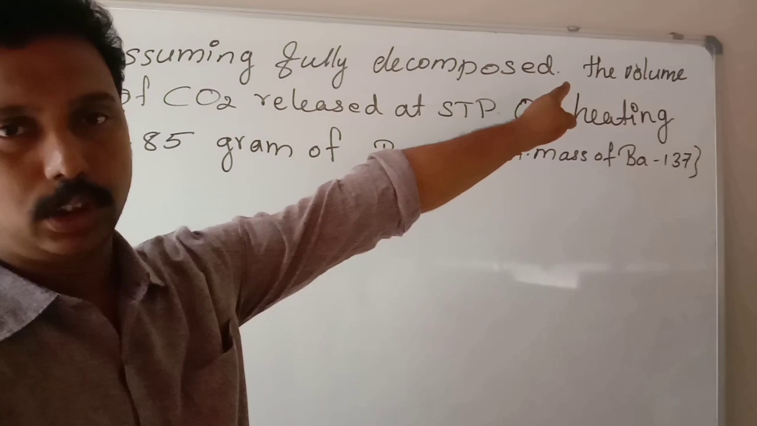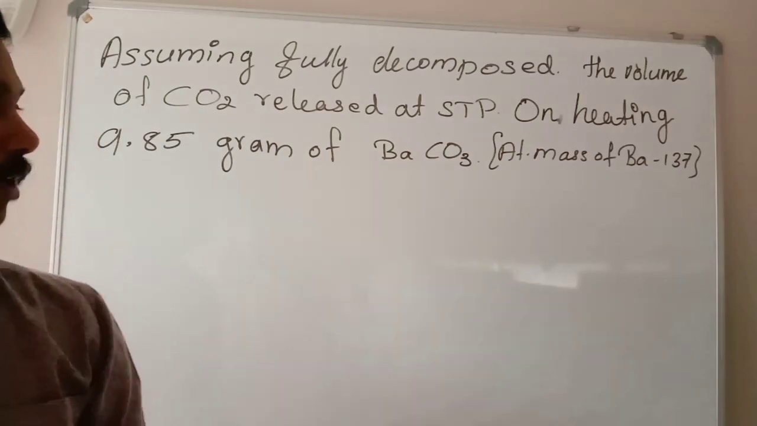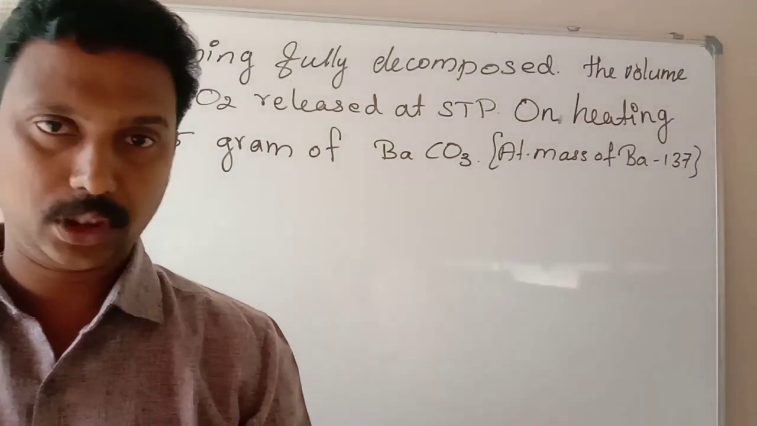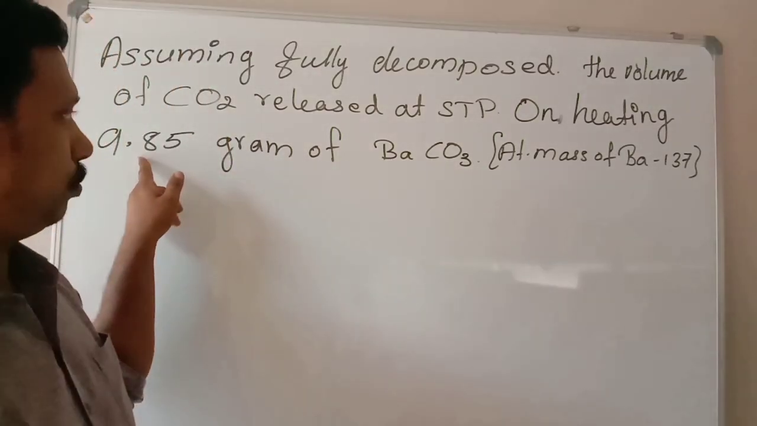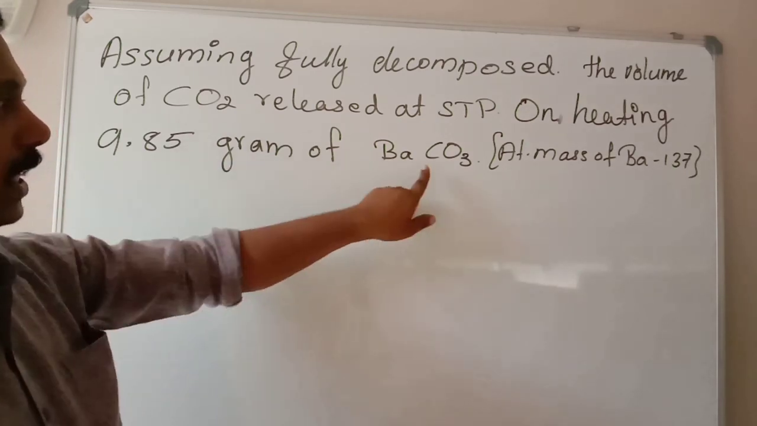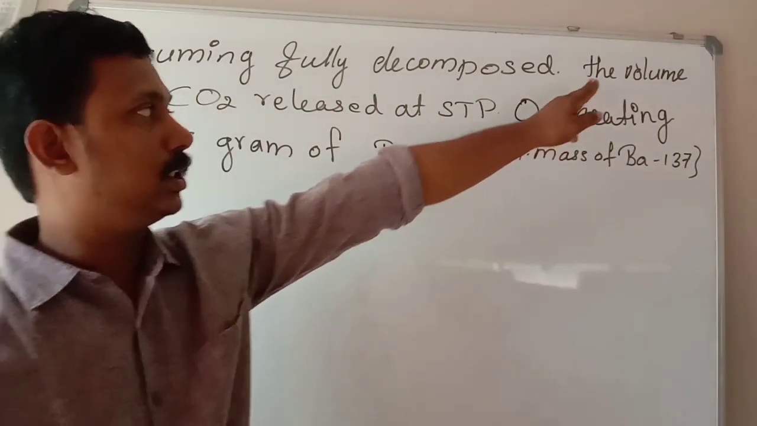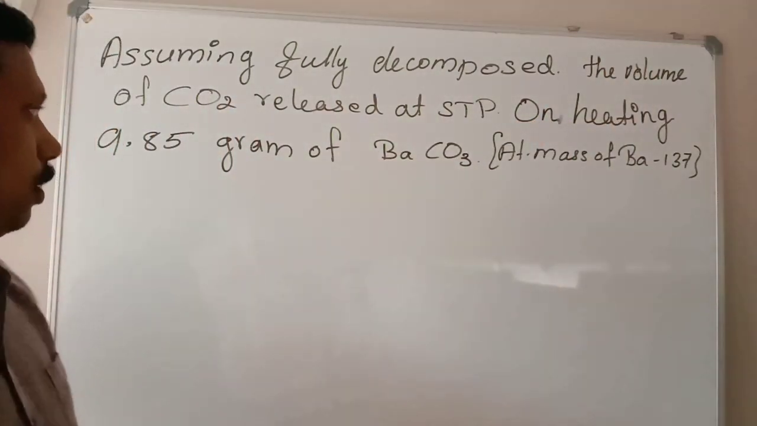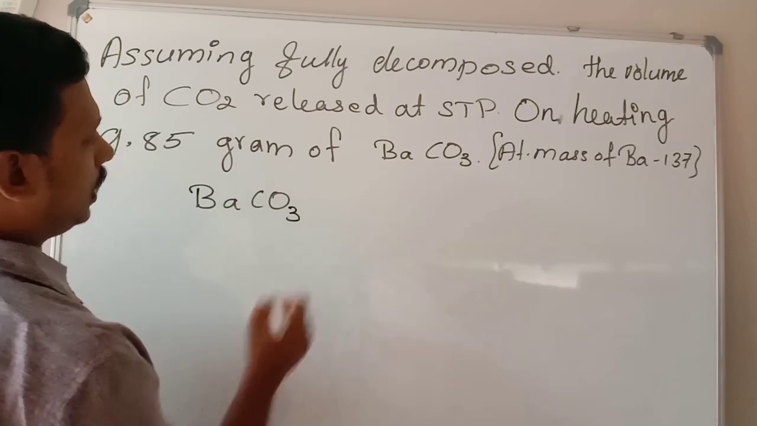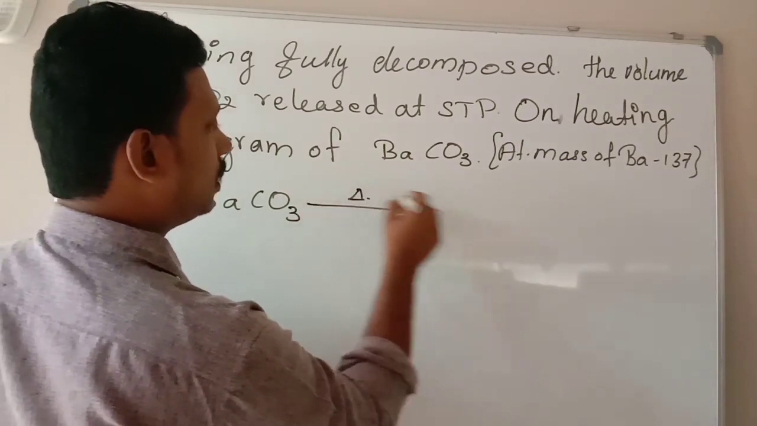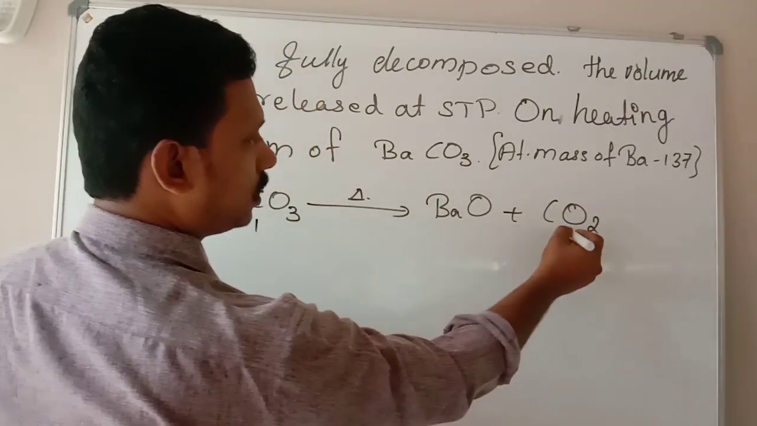Assuming fully decomposed, the volume of CO2 released at STP on heating 9.85 grams of barium carbonate. Atomic mass of barium is given as 137. This is in mass, gram. From the gram of barium carbonate, we have to find out the moles of CO2 released. And from the moles of CO2 released at STP, you have to calculate the volume. So first we have to write the equation. This is second group, alkaline earth metal carbonates. When they are heated, they form metal oxide and carbon dioxide. The mole ratio is 1:1.